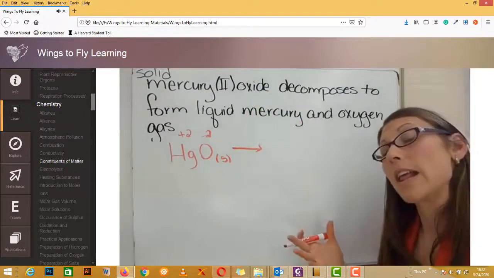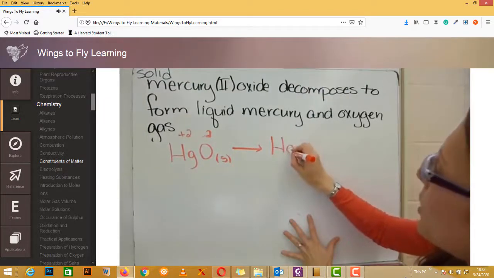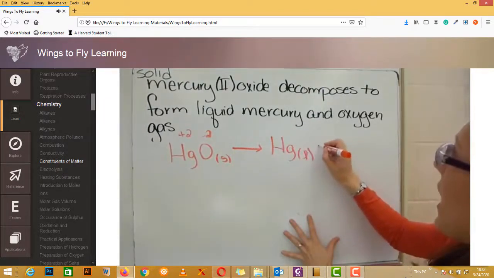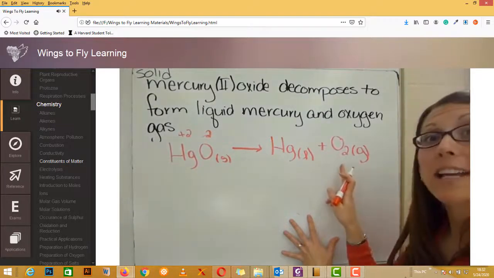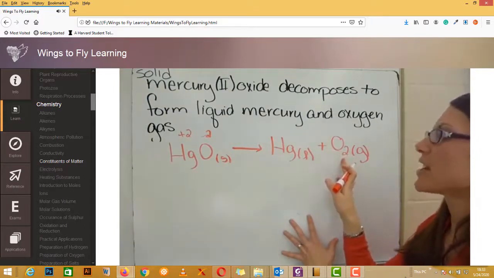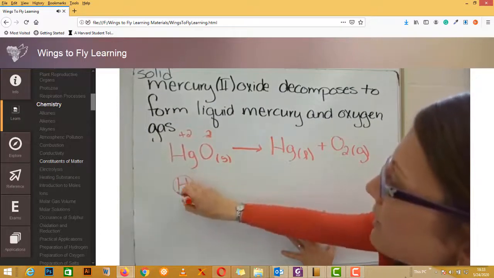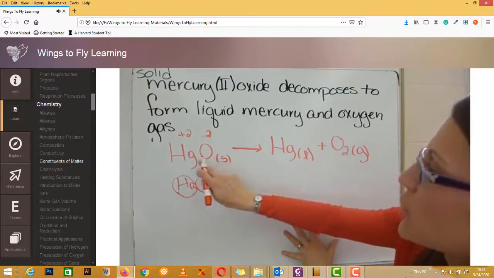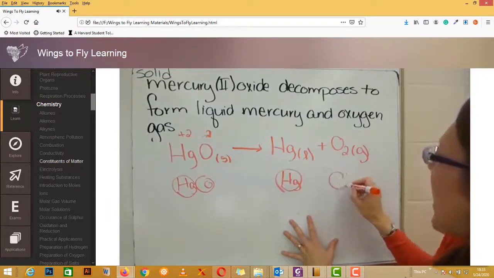It's not reacting with anything else. It's just going to break some bonds, and it's going to form liquid mercury and oxygen gas. Again, oxygen is a diatomic. Since it's no longer combined with another element, you have to have a subscript of 2. When I draw a picture of this, I have mercury and oxygen, because those both have a subscript of 1. I have a mercury, and then I have my O2.